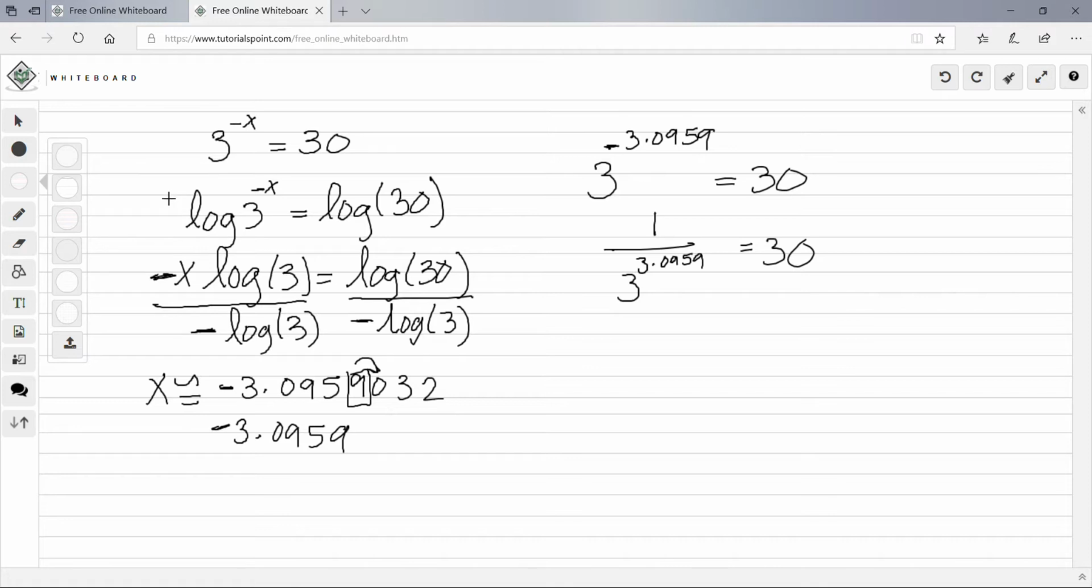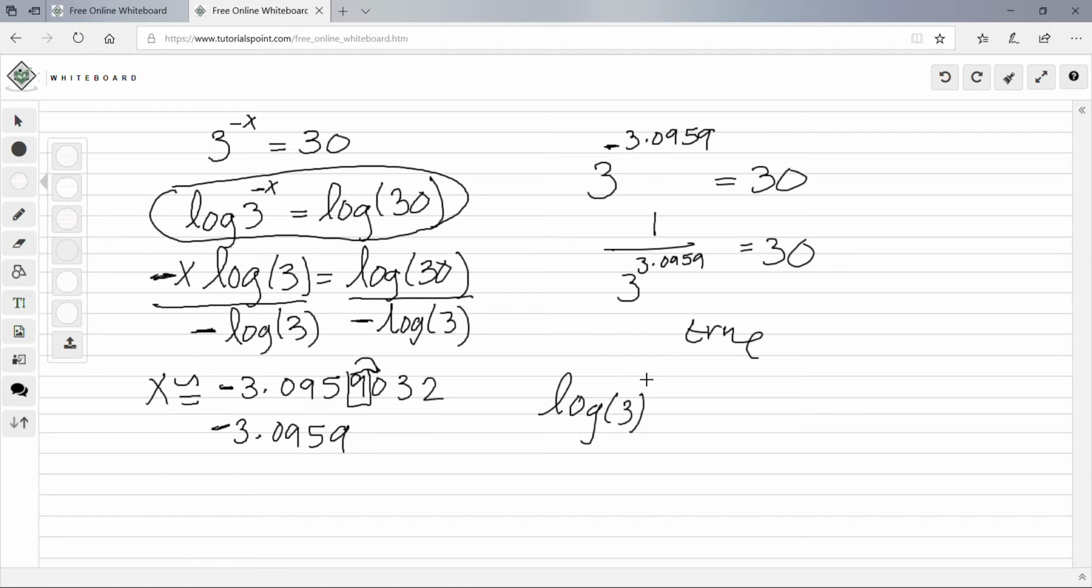I did not, actually I put it in, where did I put it in? They should be true if you were to put it in the calculator. You could also have put it in this equation as well. I think that's where I put it in. I put it in this equation, and it turned out to be true. So let me just put it in that equation. Log base 3 raised to the negative 3.0959 equals log of 30. So if you put this in the calculator, they should be true as well. So I know this is the correct solution.